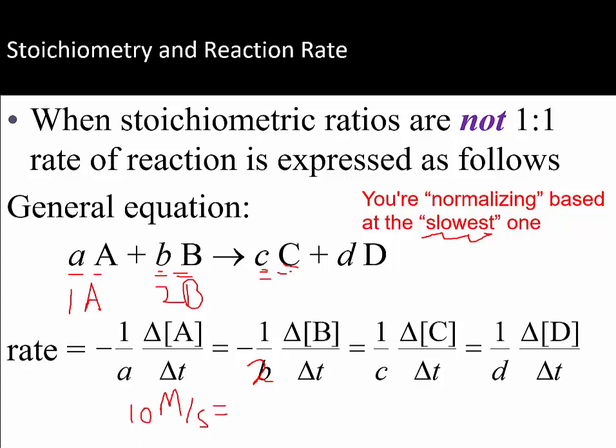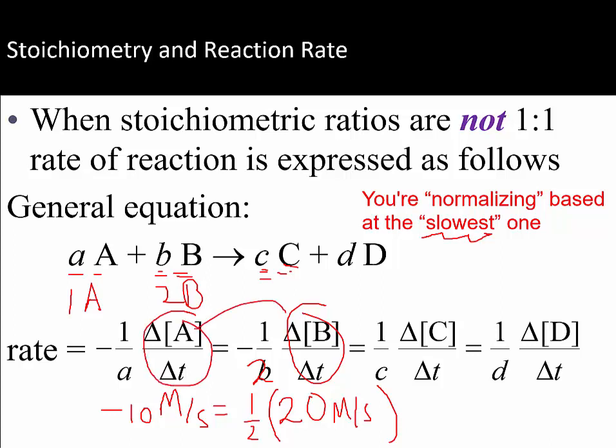In order for these two things to be equal, if the rate of B is really 20 molars per second in its appearance, to make that equal sign work, I'm going to need to do what? Cut this guy in half. So this part up here is twice this part over here. But to make them equal to each other, I need to take whatever is happening over on the B part and cut it down by 2. So whichever is our slowest thing, that becomes our normalized one. And again, with a little bit of practice, you'll figure it out pretty quick.